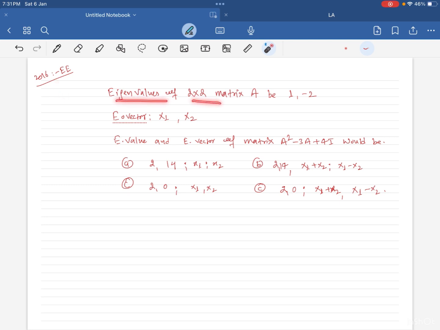Eigenvalues of a 2 by 2 matrix are given as 1 and minus 2, and the eigenvector corresponding to 1 is x1 and corresponding to minus 2 is x2. What would be the eigenvalue and eigenvector of this matrix? We have been asked to find that, right? So how can we find the eigenvalue of this matrix? The concept behind this kind of problem is diagonalization, right?